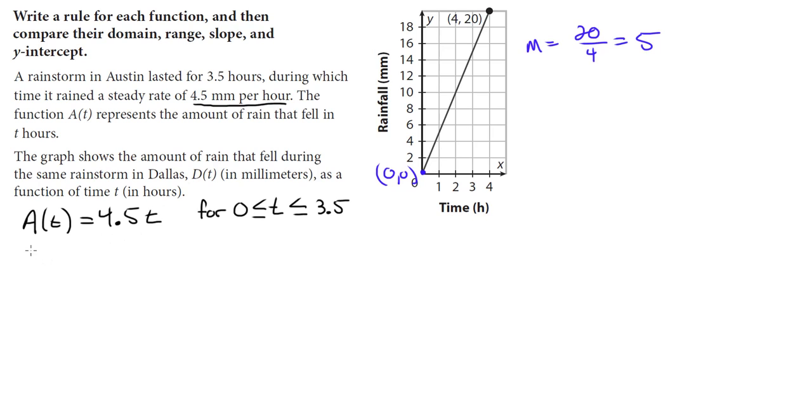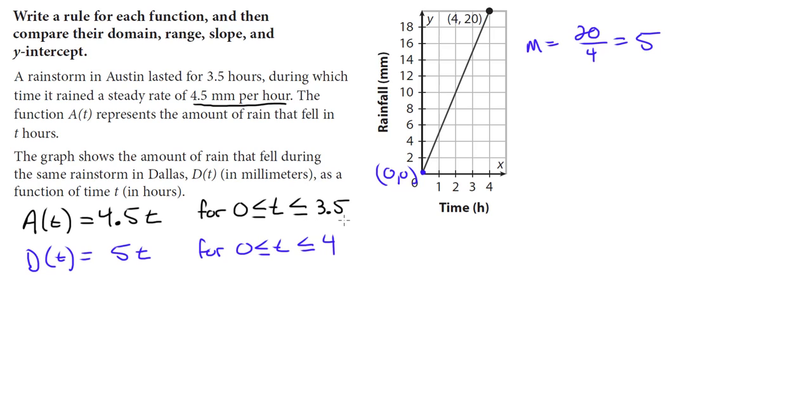So we could say d of t equals 5t. Now, for how long did this last? Well, look at the domain or the x inputs on the graph. Our last one was 4. So for Dallas, it rained for a little bit more than 3.5 hours. It rained for 4 hours. So we say t is greater than or equal to 0 and less than or equal to 4. So you can see that these two functions have different domains.